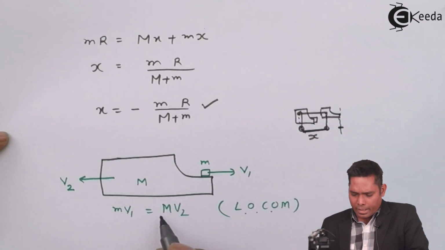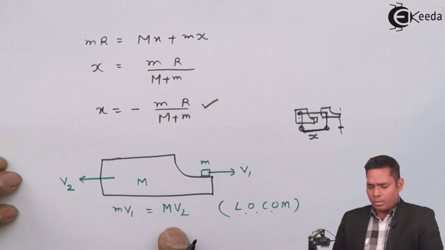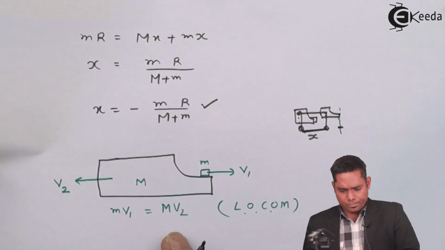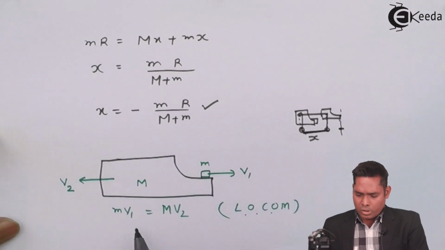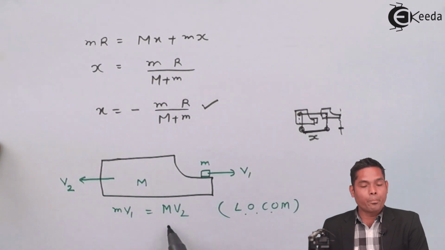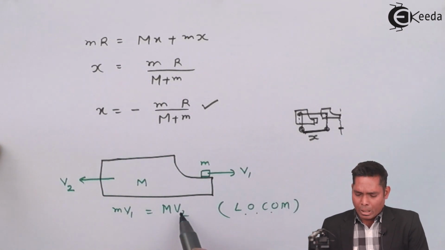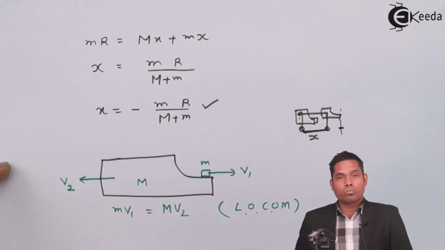So from here I can write v2 in terms of v1 or v1 in terms of v2. So this is one equation I have to remember. Then we'll proceed further. Now, if I want to write the velocity v1, then it is Mv2 upon m. But then v2 is also unknown, so we have to find the velocity v2.